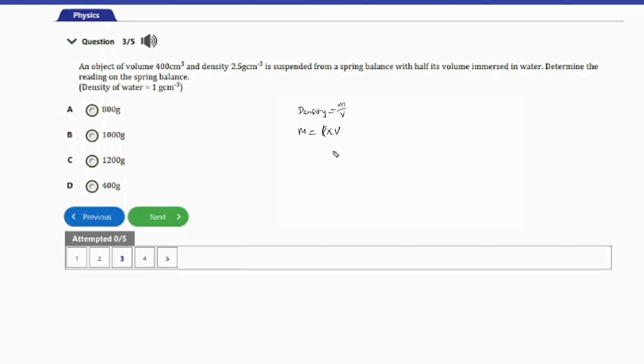So guys, density here of the object is going to be 2.5 grams per cm cube, and then the volume is 400 cm cube. So in that case, we're going to have 2.5 times 400, and that's going to be 1000. So 2.5 grams per cm cube times 400 cm cube is 1000 grams. So the mass of this is 1000 grams.